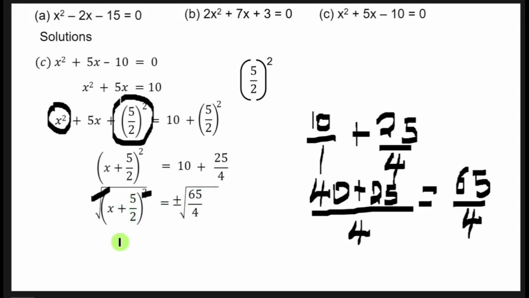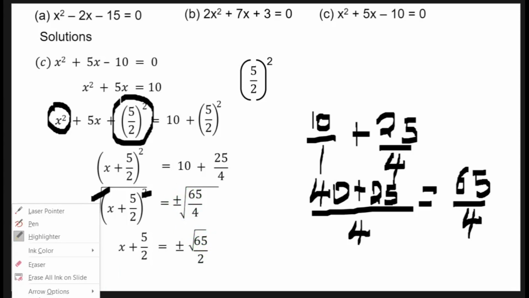Then here you remain with now x plus 5 over 2 is equal to, then here you just square root first 4 here, because 65 does not have a perfect square. So you have plus or negative, then you have this 65 over 2. So this one has been squared. 4 squared, it will be 2. This one won't be squared because it doesn't have a perfect square.